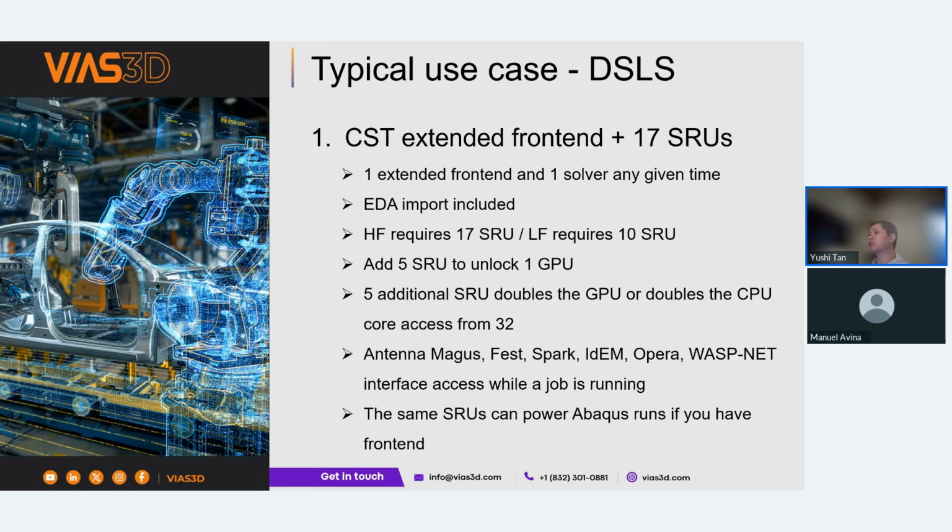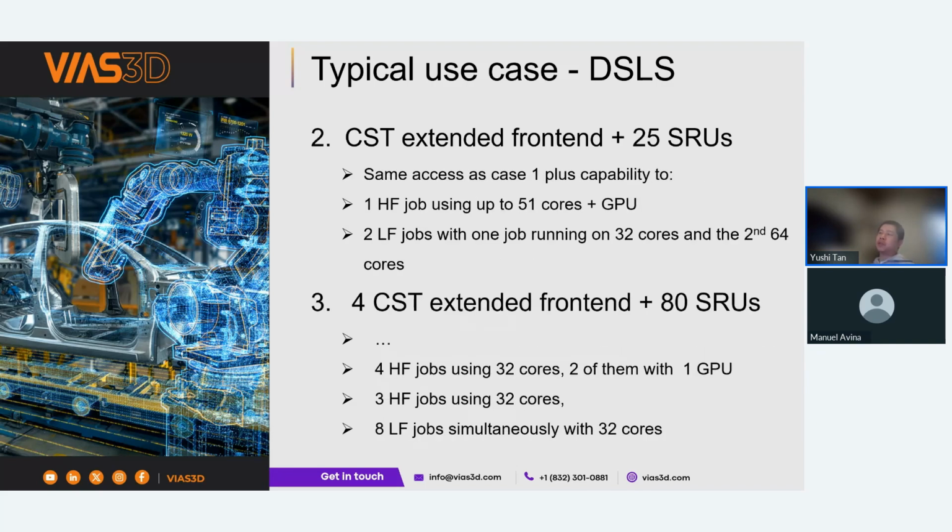Structures and electromagnetic simulation is the most common combination. That's why we're mentioning Abacus over here in structures simulation, using the same SRU tokens to power the respective jobs. Now let's take a look at the next scenario: the CST extended front end plus 25 SRU tokens.